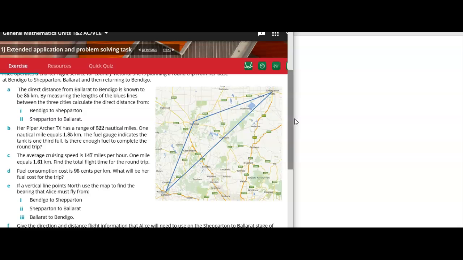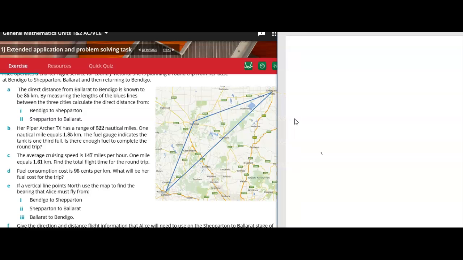Okay, so let's draw the triangle first. Actually, no, we don't need the triangle. Oh, we might need the triangle. I'm thinking as we're going. So we're going to do Bendigo to Shepparton first. So let's draw that. So there's Bendigo. And, because we've got Ballarat and Bendigo, I don't want to just use B because we might get a little bit confused. And there's Shep. Oh, how perfect is that line? And then another perfect line. I'm on fire. Okay, so this is the bearing we want to find for the first one.